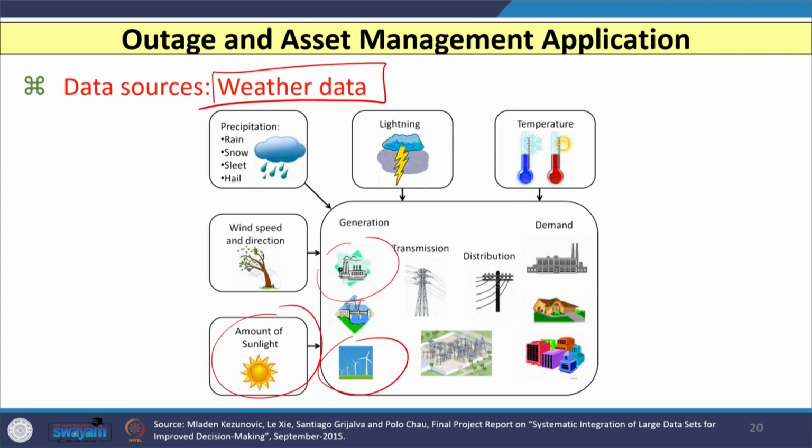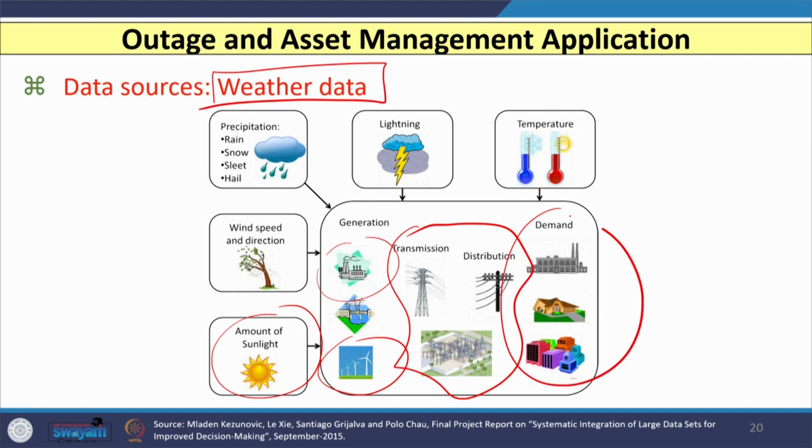So, here you can see that I have shown the transmission part and distribution part, and the demand part also I have shown, which varies depending upon, let us say, summer or winter time or rainy season. So, weather data plays an important role in several applications. Similarly, you have GIS data, similarly you have lightning detection data for several applications.